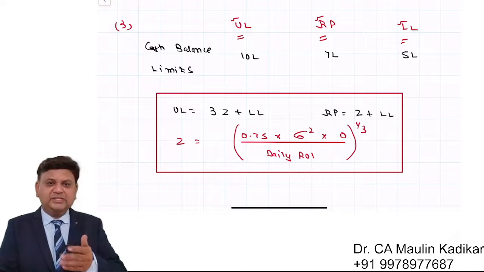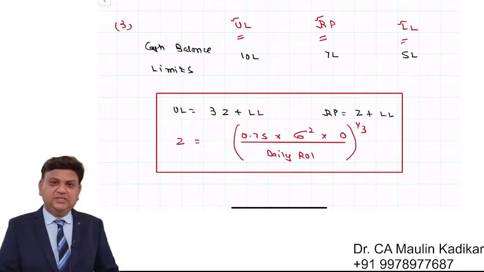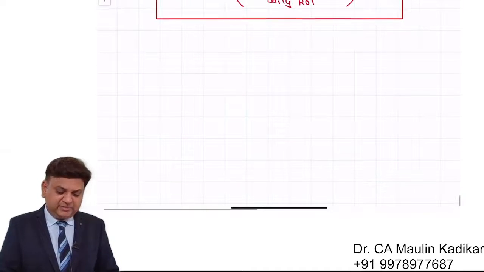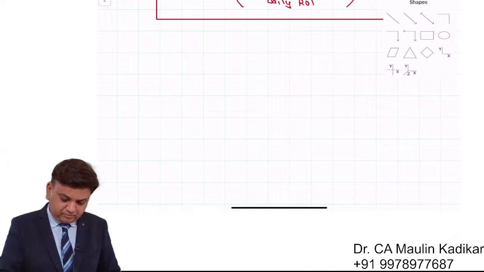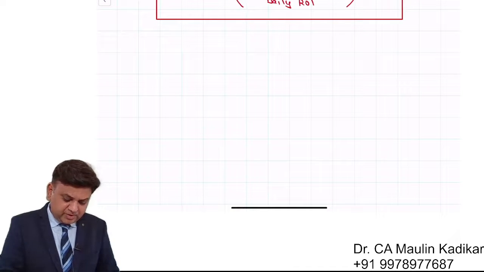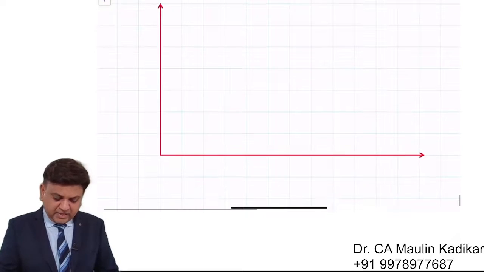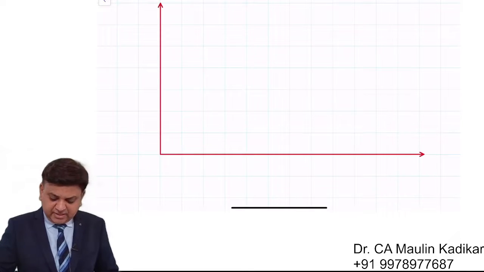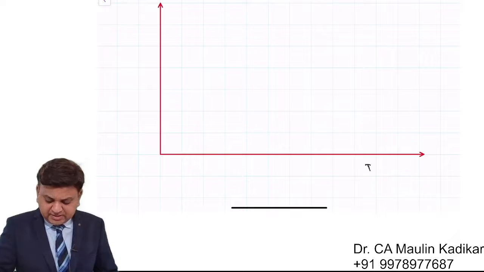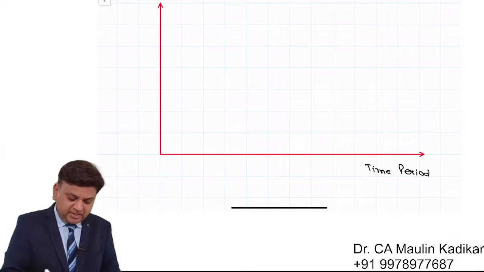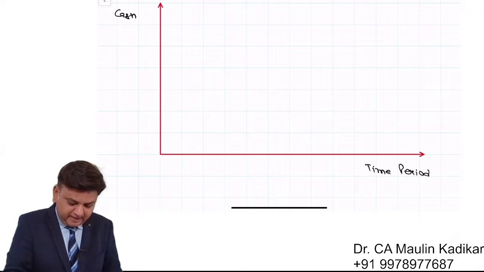Okay. So let us say that we have these three limits, and based on that, how the theory works is what I am discussing with you. In order to give an explanation, I take the help of a diagram. In the diagram, on the x-axis I am taking the time period, that is the independent factor, and on the y-axis I am taking the cash balance.